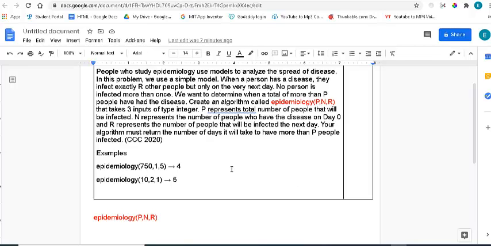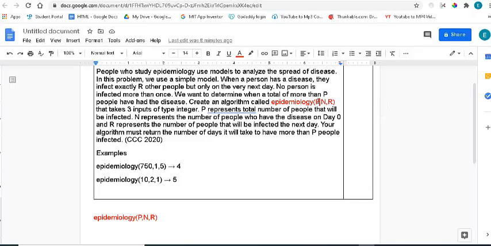In this video, we are going to write the algorithm for an epidemiology problem which talks about the following. Let's say that at day 0, there are n people infected with an infectious disease. Let's assume that every one of these n people can infect r number of people only the next day. After that, they cannot infect anybody.